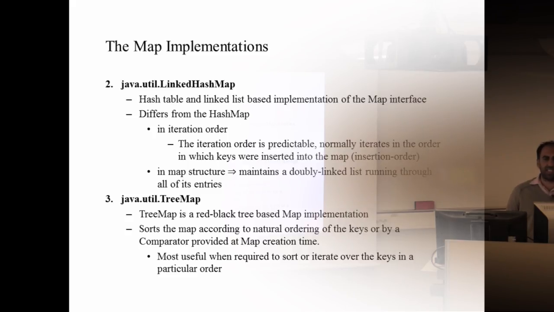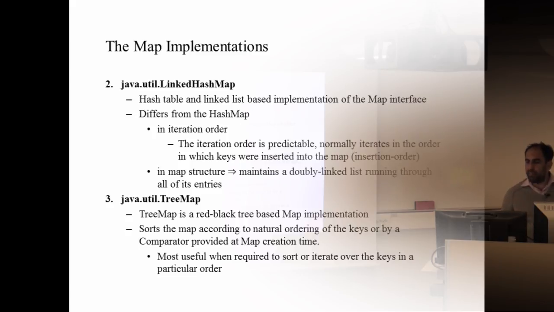It's almost the same as we have in the linked hash set, and also it maintains the doubly linked list running through all of its entries. So the two differ in their ordering and in the structure. And the last one among the implementation classes for the map interface is the java.util.TreeMap.